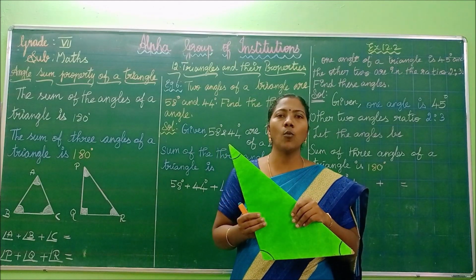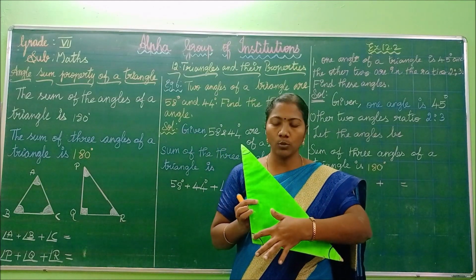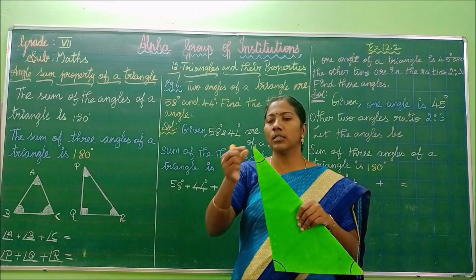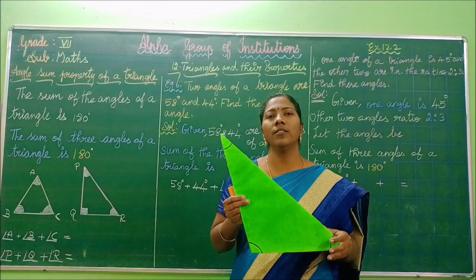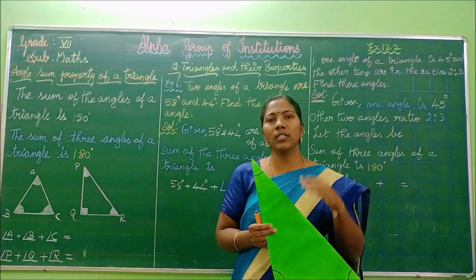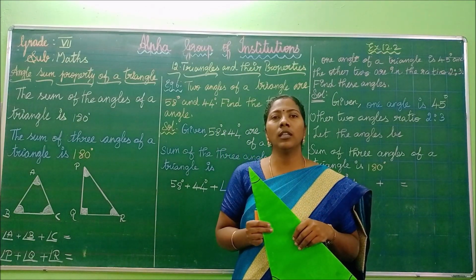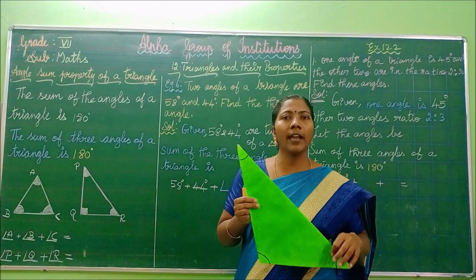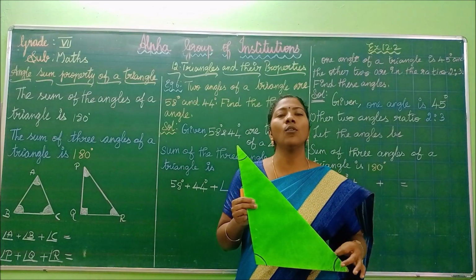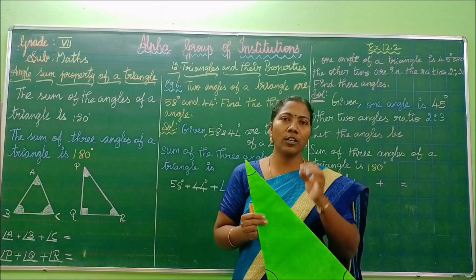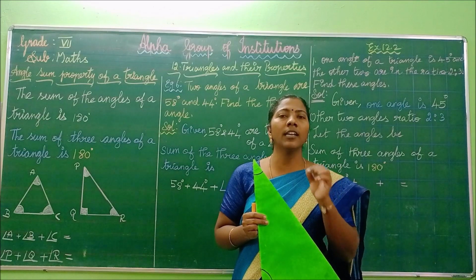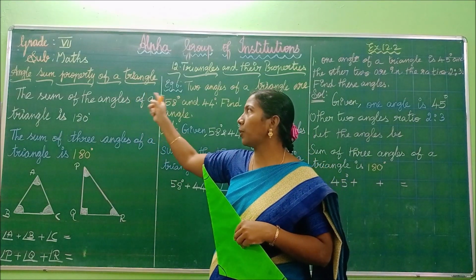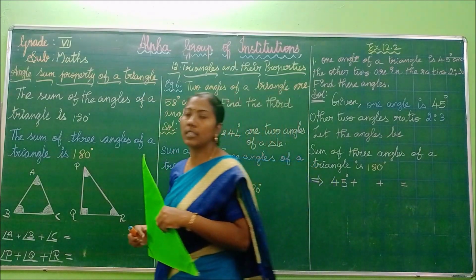And a triangle has how many angles? 1, 2, 3. A triangle has 3 angles. And how many vertices? 1, 2, 3 vertices. In today's class, first of all, we are going to see the properties of the angles of a triangle. If you add all the 3 angles of any triangle, definitely you get the answer 180. It is given in the topic angle sum property of a triangle. Let us see the concept.